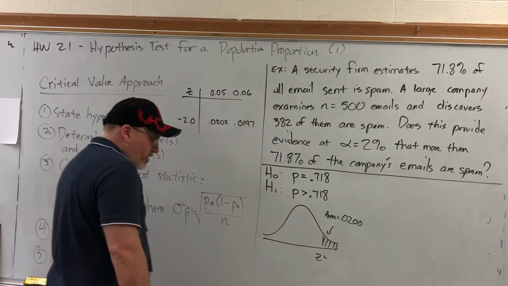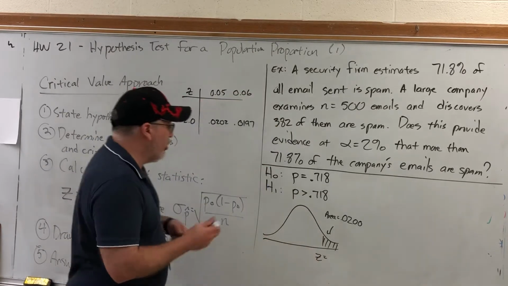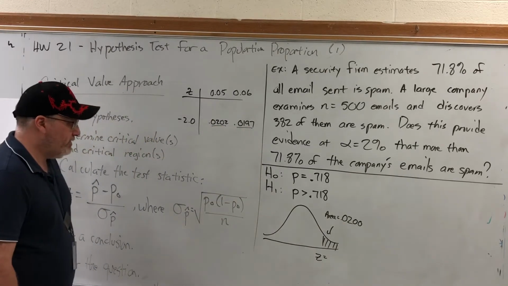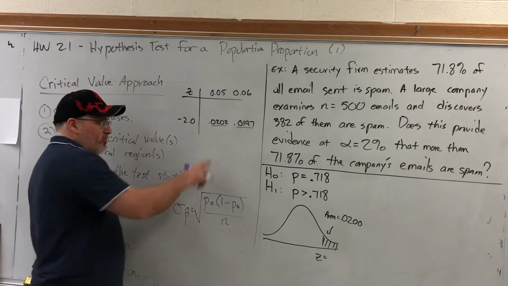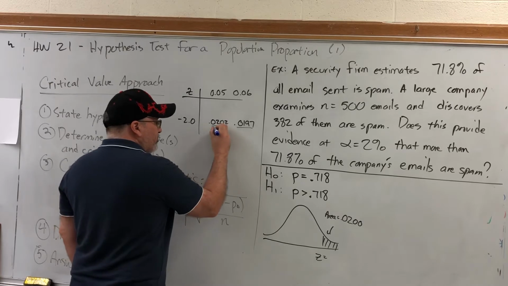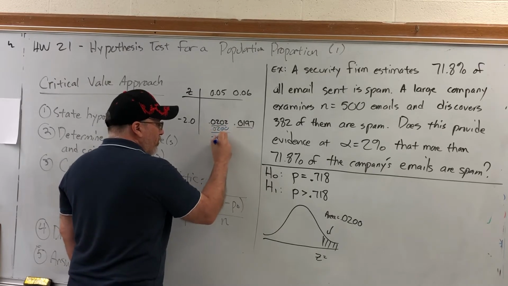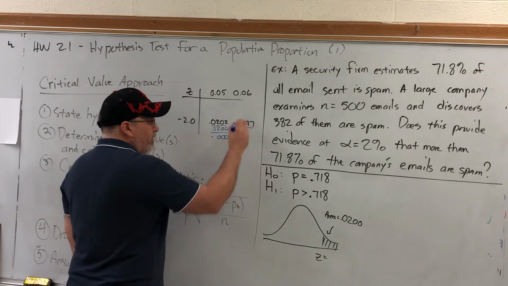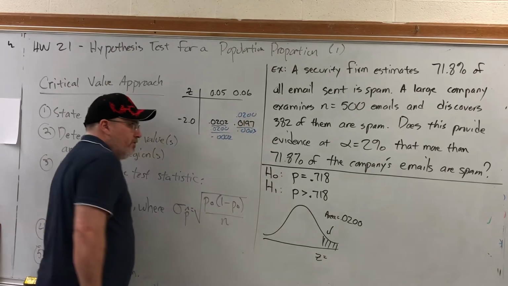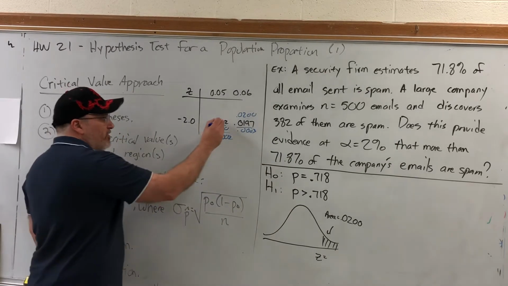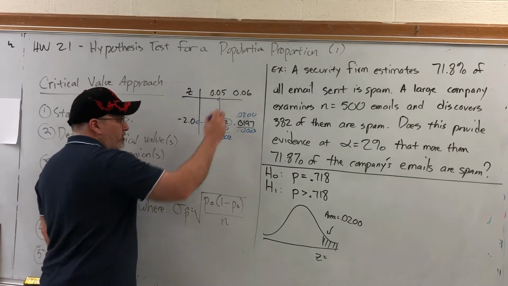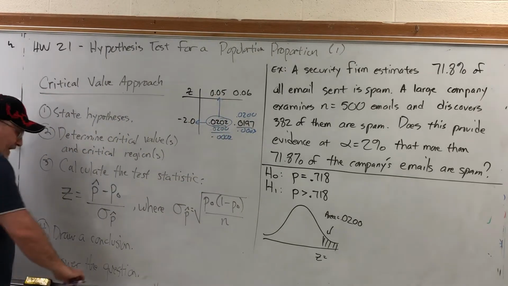Remember, when your area is between two areas in the z-chart, you choose the closer one. Which of these is closer to exactly 2%? By the slimmest of margins, the one on the left, 0.0202. If you subtract 2% from that, you get 0.0002. But if you subtract the other one from 2%, you get 0.0003. So by the slimmest of margins, 0.0202 is closer to 2%. So the z-score that we would use is negative 2.05.